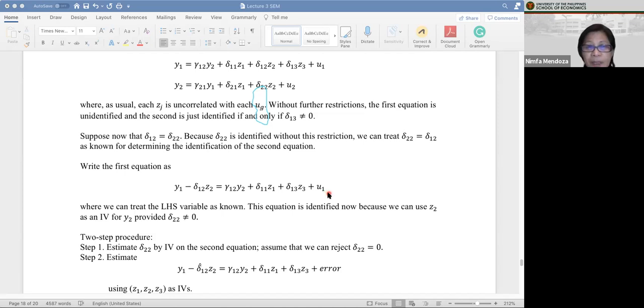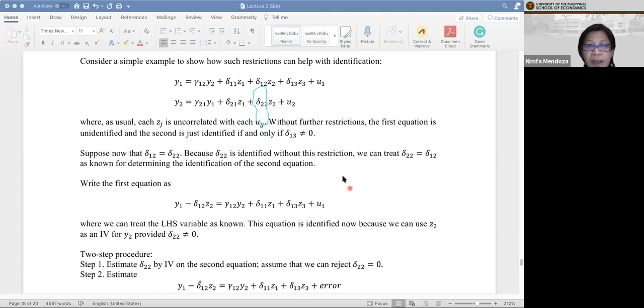What can we use for the instrument? y sub 2 is still endogenous. What can we use as the instrument for y sub 2? For y sub 2, we can use as instrument z sub 2, provided that delta sub 2,2 is not equal to 0.